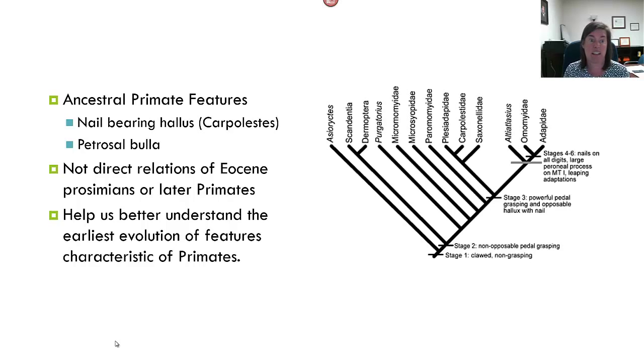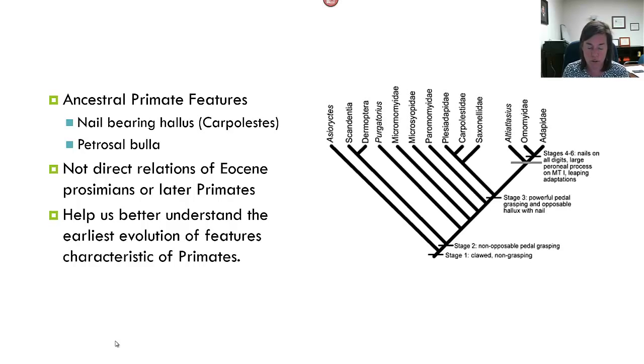What are a couple of these ancestral primate features that plesiadapiforms do have that suggest maybe they are in fact primates? Well, they have a nail-bearing hallux in one species called Carpolestes. I'm sorry, they don't have a grooming claw. They have a flat nail on their toe in Carpolestes, and that flat nail is a really good primate characteristic. They also have a bulla that, in some species, is in fact formed from the petrosal, suggesting that they might be primates.